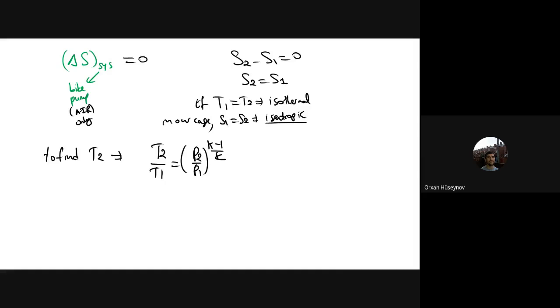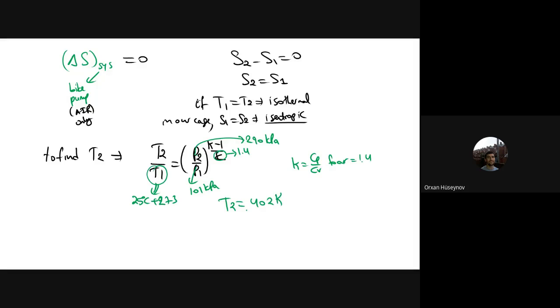And for this formula, I will just write the values here. The pressure at the second stage is given in the question. It is 290 kilopascals. At the first stage, it is 101 kilopascals. And the K value, which is Cp by Cv for air, is 1.4. Therefore, I will write 1.4 for the K value. And the T1 value is 25, the environment temperature, given, plus the Kelvin scale offset. If you solve this equation, I will just give the final answer to you because we don't have enough time. So T2 becomes 402 Kelvin. Okay.